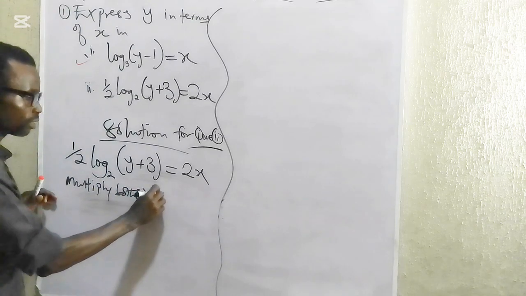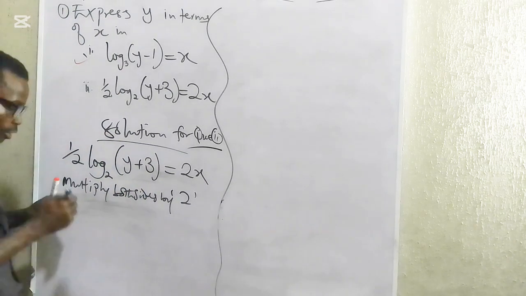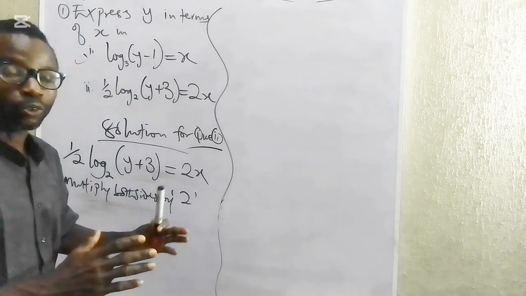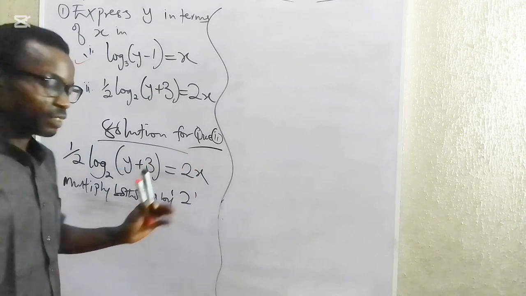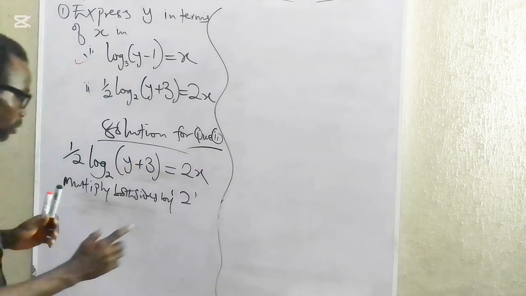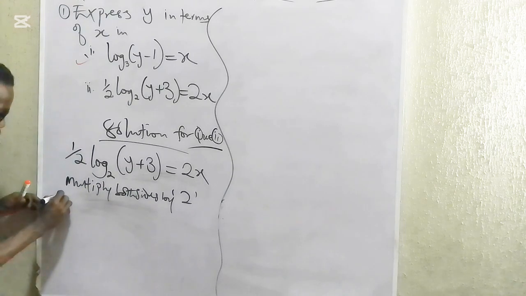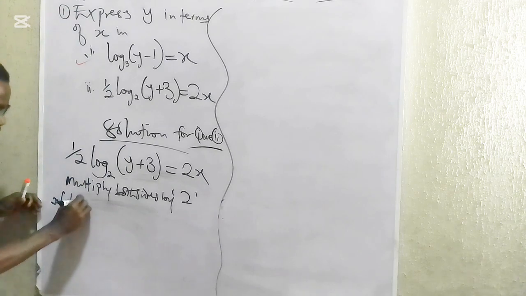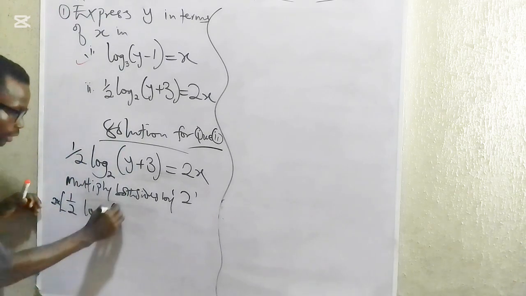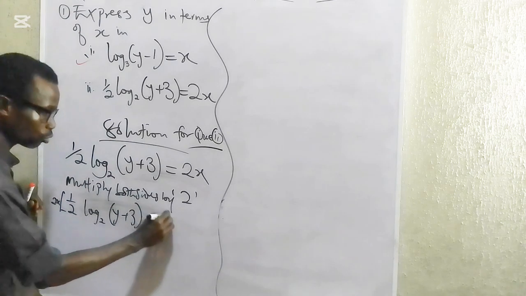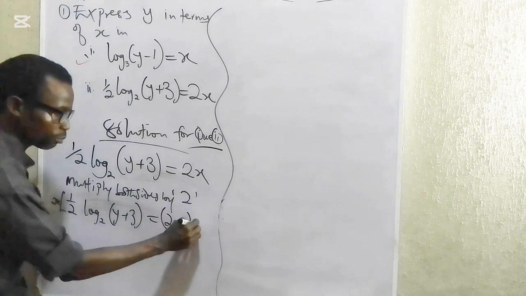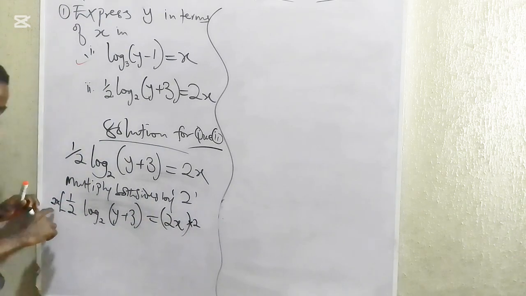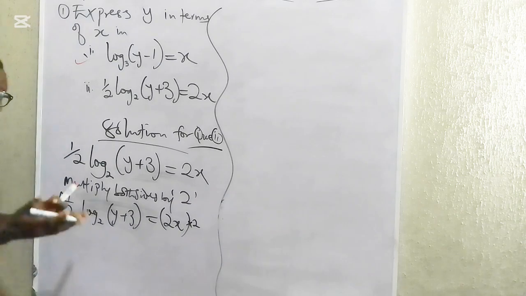both sides by 2. Now when I say both sides, I mean both sides of the equation. The equal sign separates every algebraic equation into two different sides, the right hand side and the left hand side. So I'll multiply both sides by 2. So you're going to have 2 multiplied by half, log 2, then y plus 3 is equals to 2x, multiplied by 2. You understand? So this 2 is multiplying this, and this 2 is what I said, let's multiply by 2. Is it the same thing?